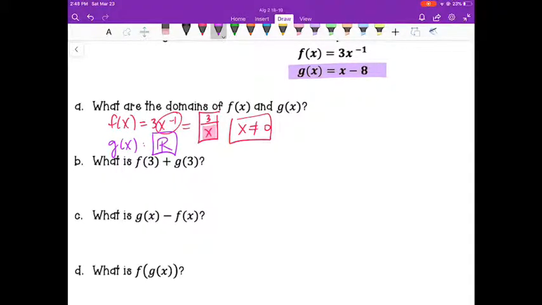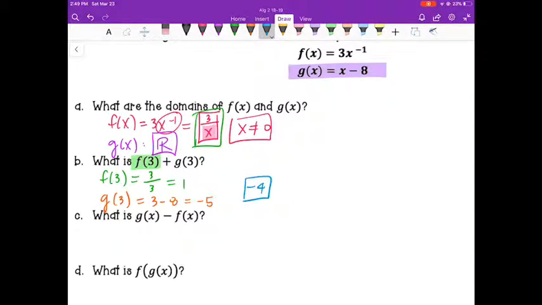Now in example B, what is f of 3 plus g of 3? Well, find them separately. F of 3 tells us, and then again, I'm going to go back to our 3 over x function. So that's our 3 over 3, which tells us it's just 1. So f of 3 is 1. Let's figure out what g of 3 is. G of 3, we've got 3 minus 8. Well, it's going to give us negative 5. So I'm supposed to add those. 1 plus negative 5 gives us a negative 4.